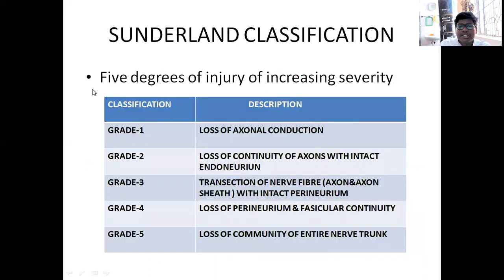This is the Sunderland classification, with five degrees of injury. This is another important classification apart from Seddon's classification. Grade 1 is loss of axonal conduction, that is, physiological disruption of the nerve supply. Grade 2 is loss of continuity of the axons with intact endoneurium. Grade 3 is transection of the nerve fibers with intact perineurium. In grade 4, the perineurium is also lost and fascicular continuity is lost. Grade 5 is loss of continuity of the entire nerve trunk, that is, the entire nerve is separated.